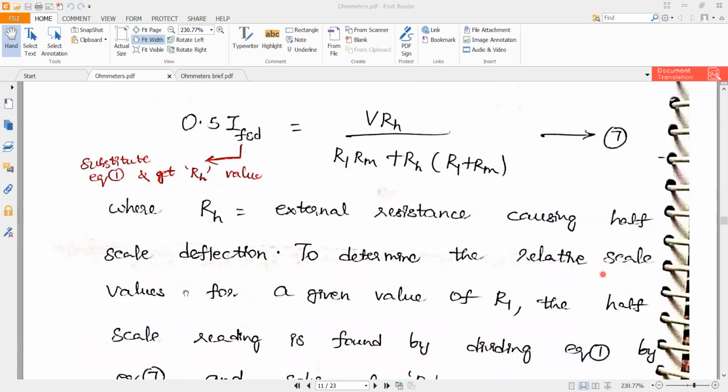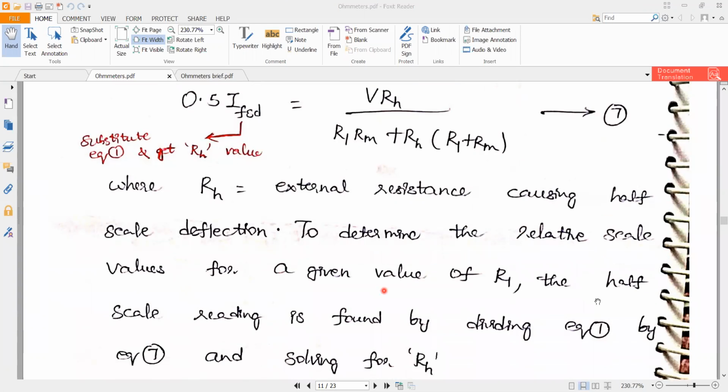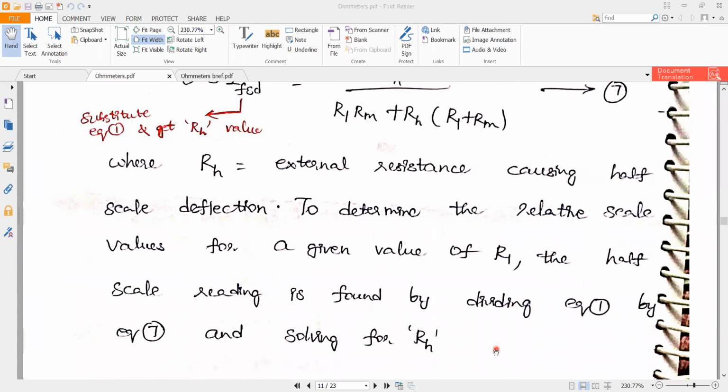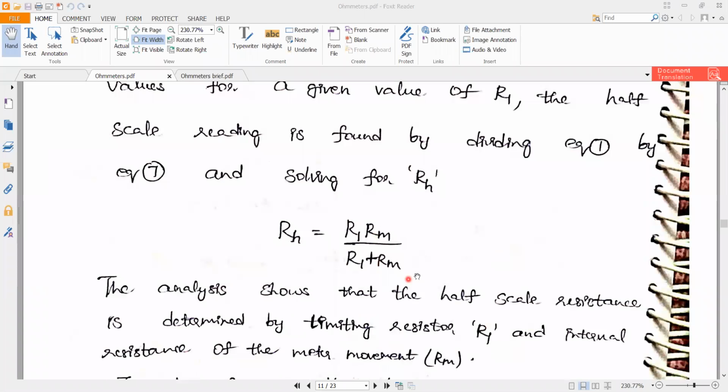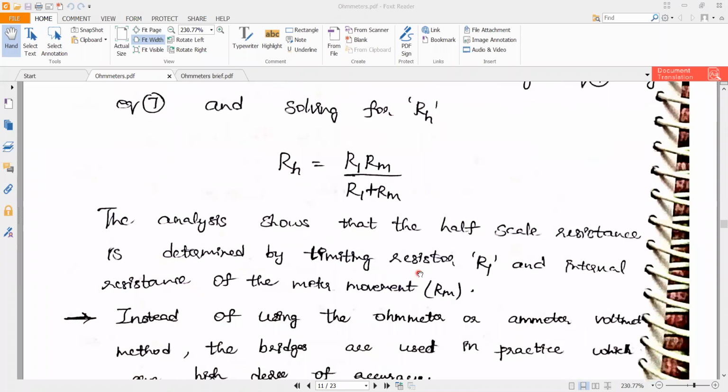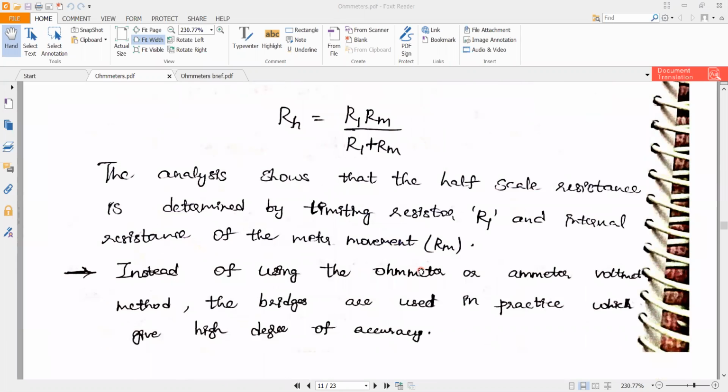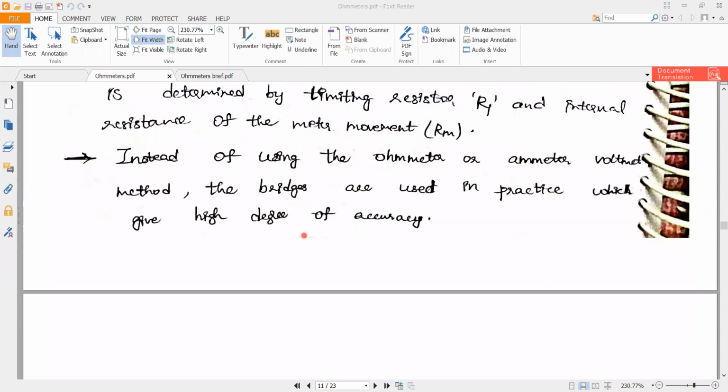To determine the relative scale values for a given value of R1, the half scale reading is found by dividing equation 1 by equation 7. Solving for RH, it is given as RH is equal to R1 Rm by R1 plus Rm. The analysis shows that for the resistance R1 and the internal resistance of the meter Rm, instead of using the ohm meter or the ammeter-voltmeter methods, bridges are used in practice, which give a high degree of accuracy.